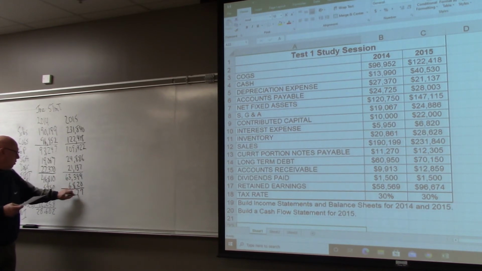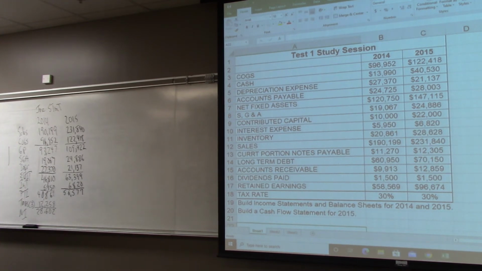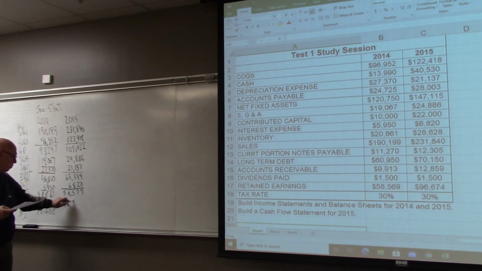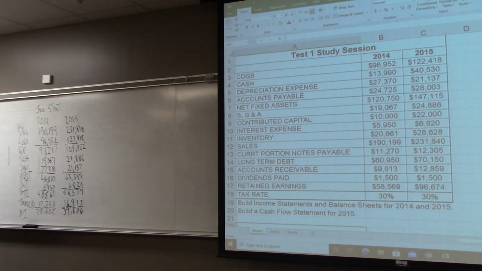That's 56,579. Is that right? Okay. Is that looking good? That's correct. Now we'll multiply that by 0.3 to get our taxes, 16,973. And net income is $39,606.